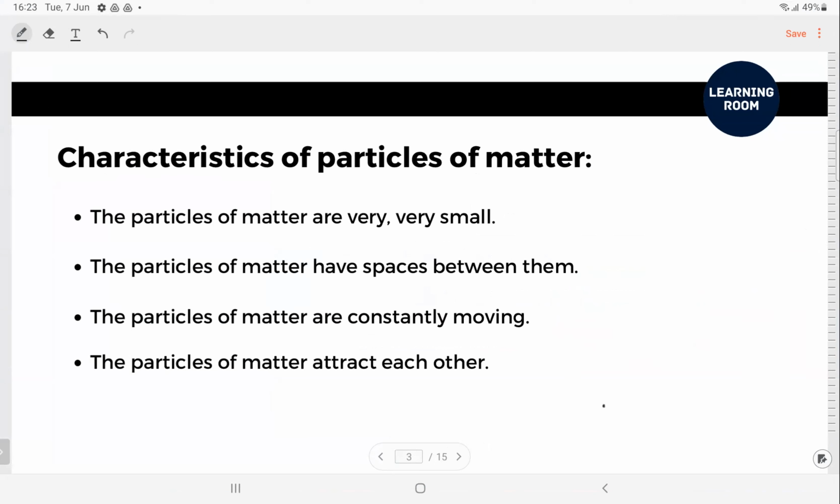At that time, at 100 degrees Celsius, the temperature will stay constant. Once all the liquid is completely converted to vapor, after that the temperature will be increasing: 101, 100, 200. That is your latent heat of vaporization. Clear with this point? Yes.